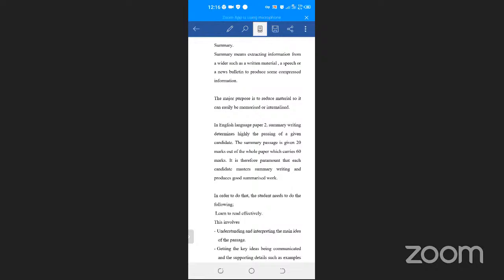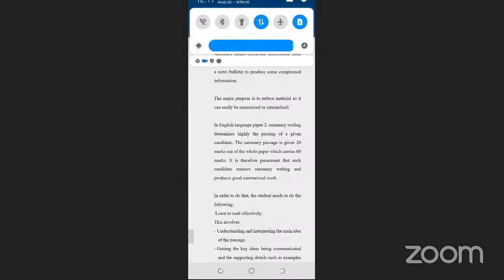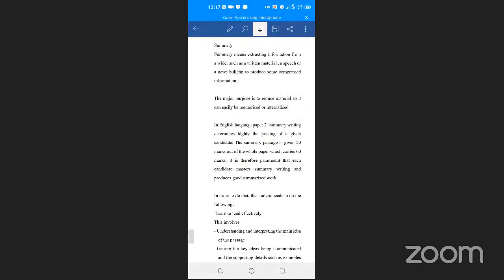Okay, so we are dealing with summary writing. First I will read: summary means extracting information from a wider source, such as written material, a speech or a news bulletin, to produce some compressed information. Some of you already know how to compress a document or a video. Compressing is reducing a bigger thing into a small one. So you have a whole passage of maybe one or two pages, and you produce only a quarter page or a half page.